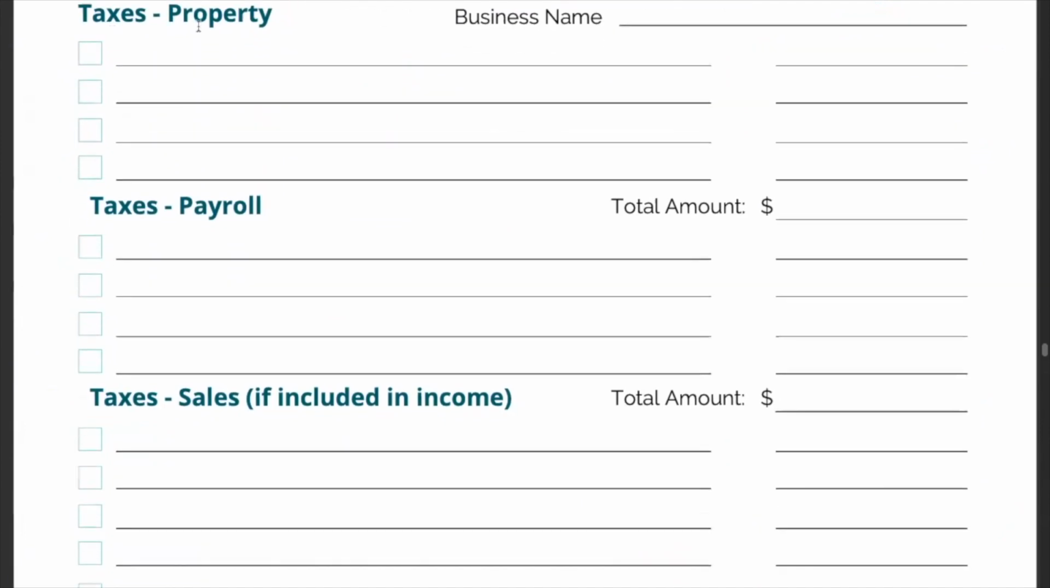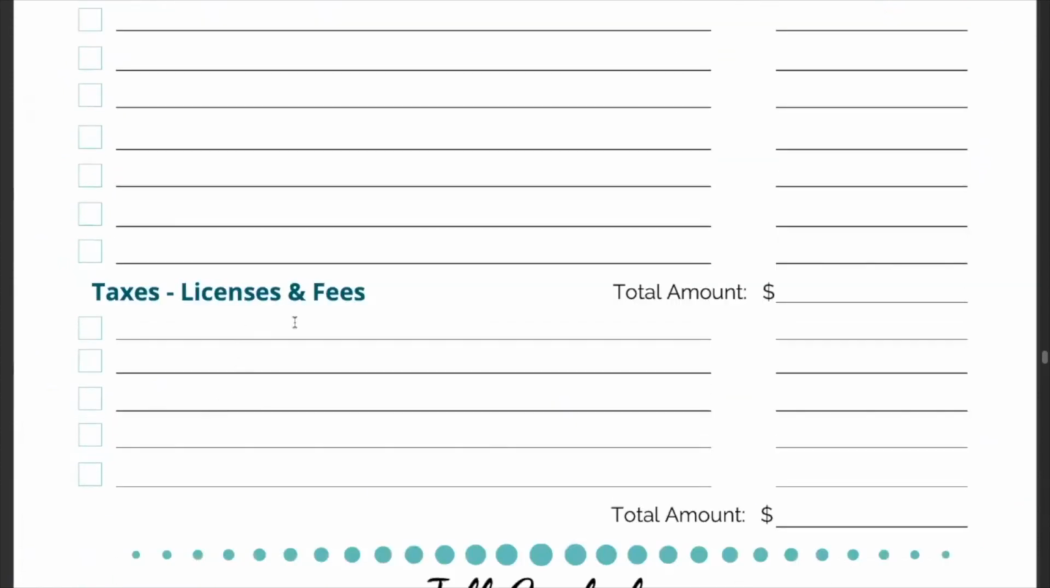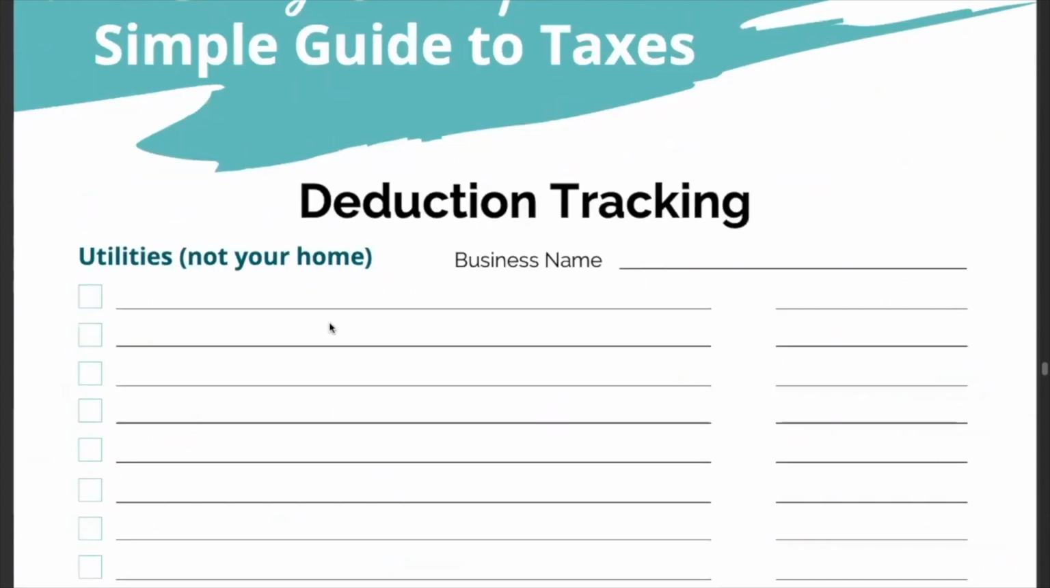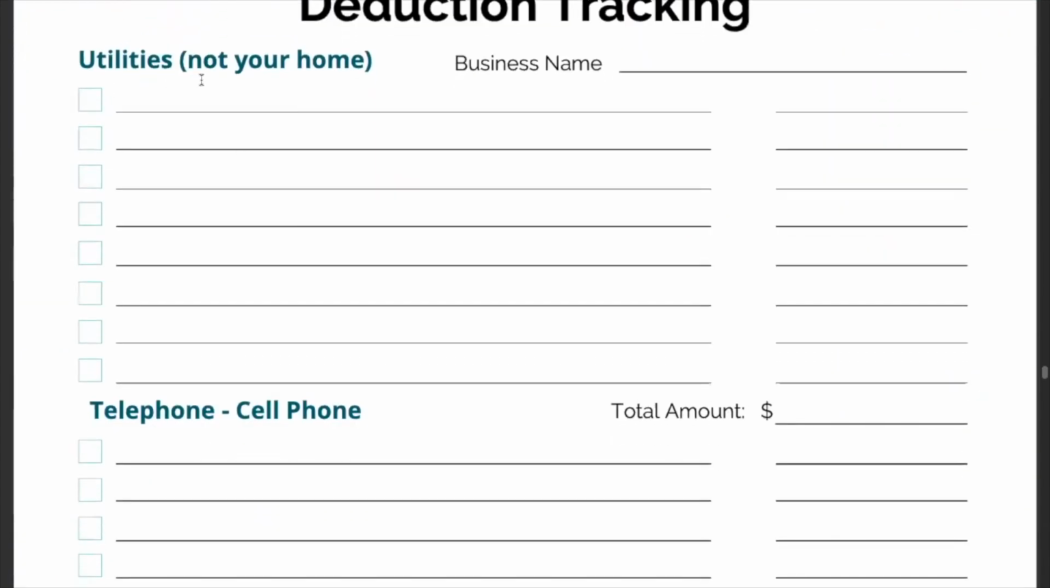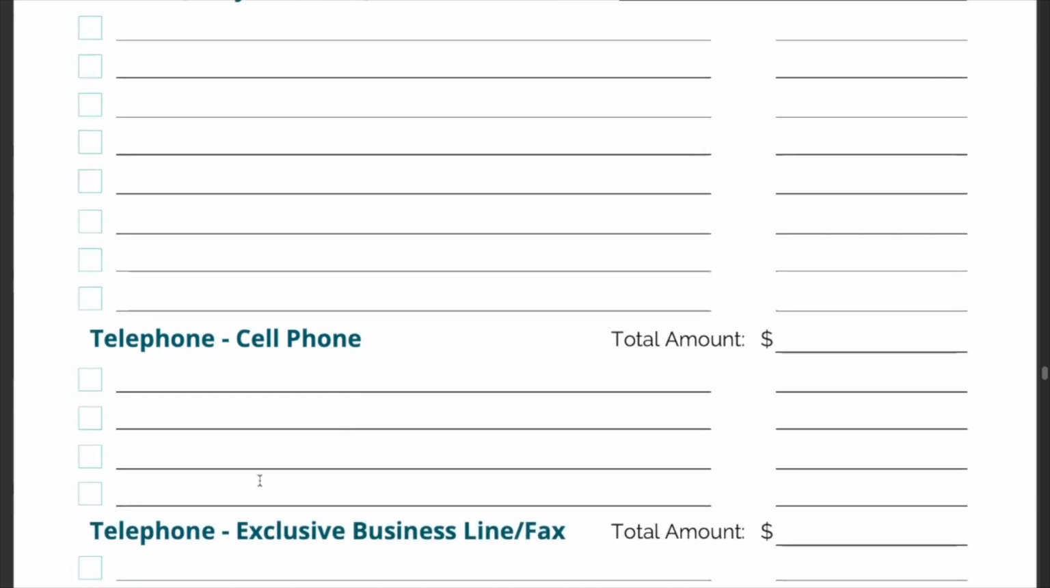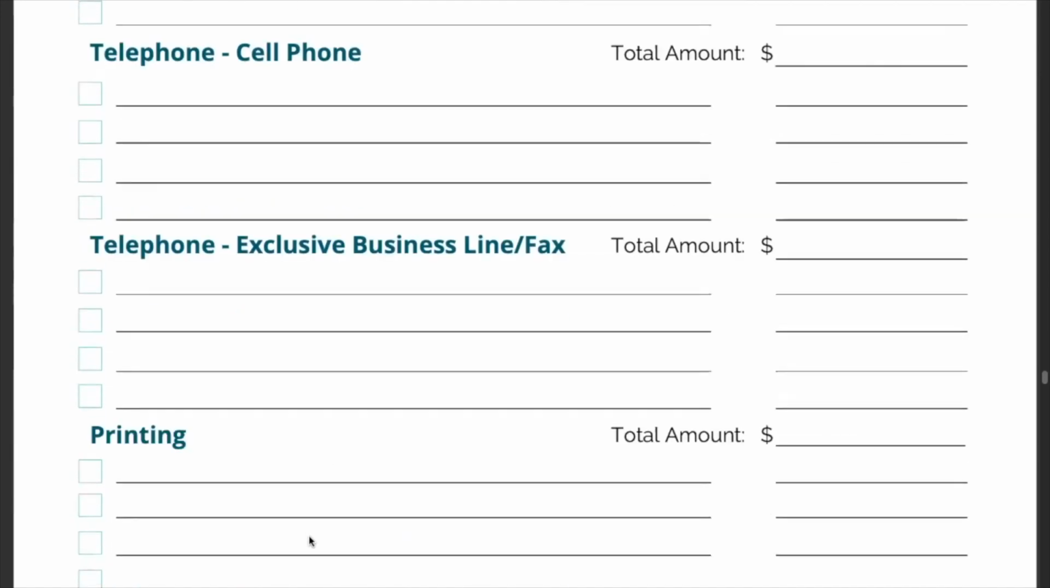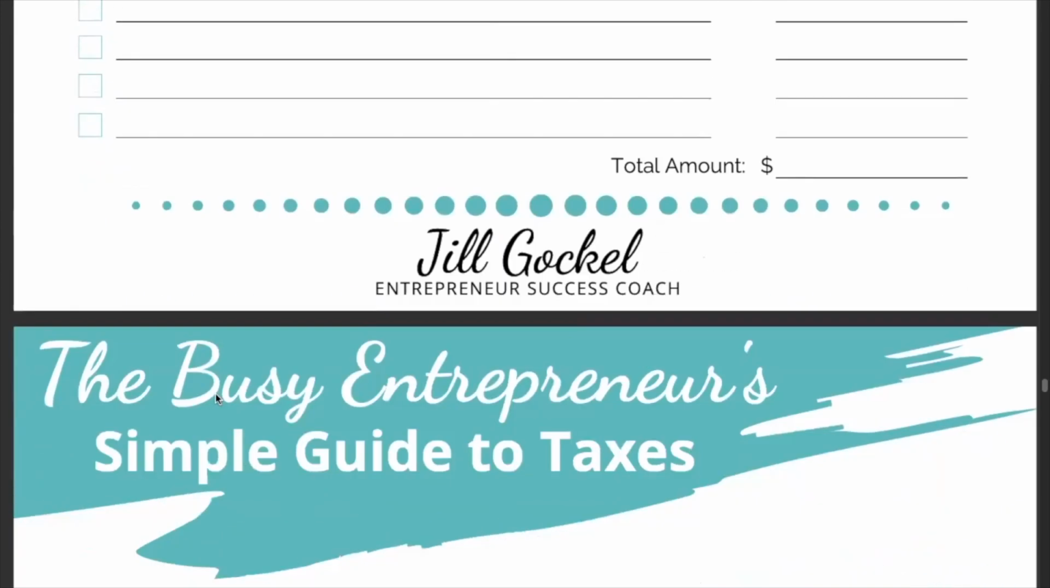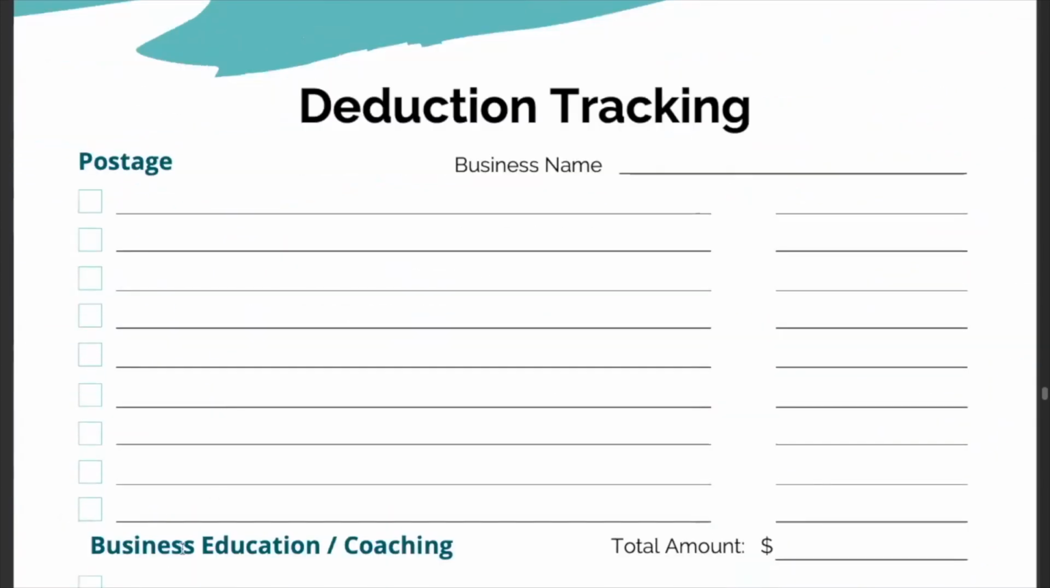Then, of course, we've got taxes for property, taxes for payroll, taxes for sales, license and fees, utilities. Again, this is not going to be your personal residence because that falls into the home office expense if you qualify for it. You'll have telephone, so your cell phone. If you have a fax line, that's going to come down here. Printing costs, postage, business education and coaching.